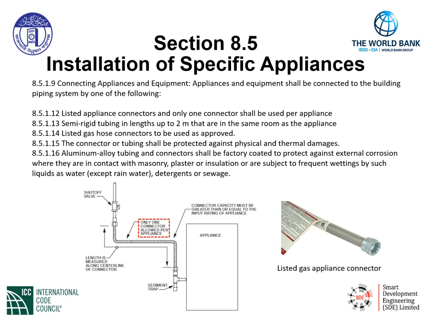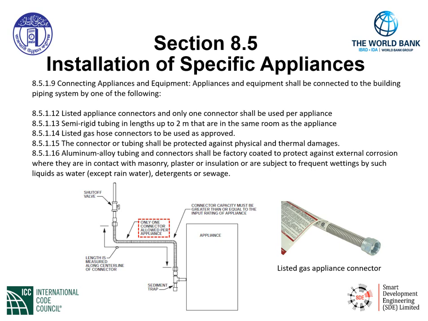We also have the semi-rigid tubing in lengths up to 2 meters that are in the same room as the appliance. We can use listed gas hose connectors to be used as approved, and that is given to us in section 8.5.1.14.